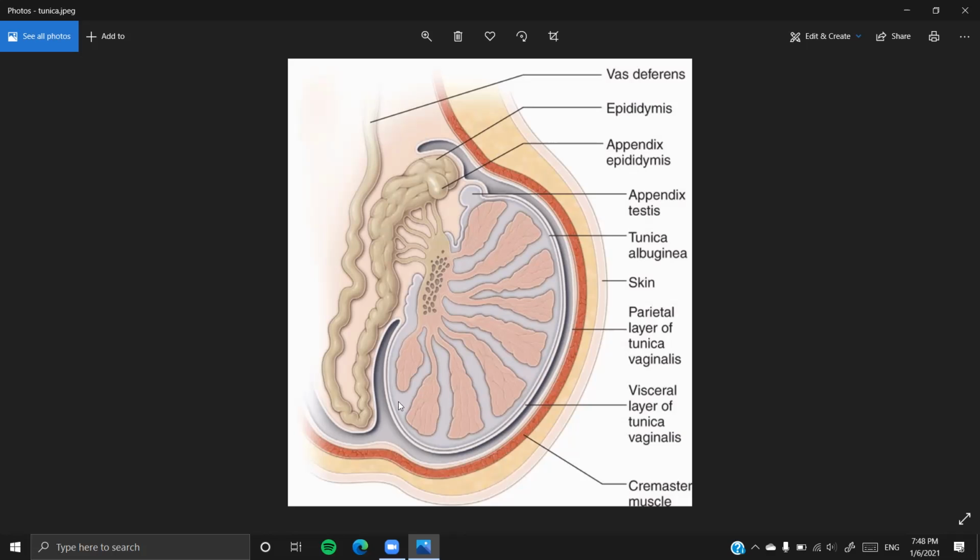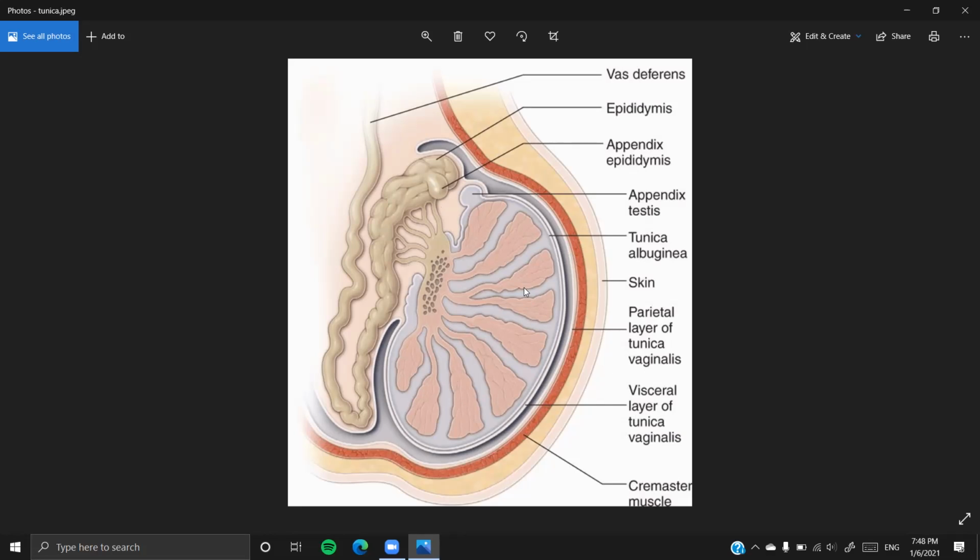I want you to notice here, children, this particular layer, the parietal and the visceral layer, actually runs only on the anterior side. But on the posterior side, there are no such coverings over the testis. The tunica vaginalis that I'm speaking about runs only on the anterior side, but not on the posterior side. This is actually the peritoneal lining which has dropped down during the descent of the testis.